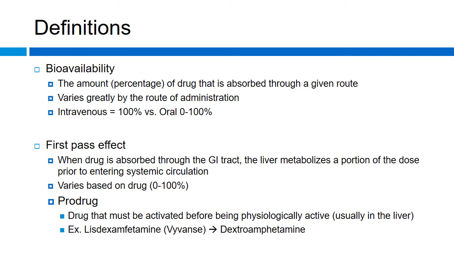Bioavailability is a term we use to describe the amount or percentage of drug that is absorbed through a given route of administration. This can vary pretty greatly based on the drug and also based on the route of administration. If you imagine something like intravenous, where I'm giving a drug straight into a vein, that's 100% bioavailability. All of it's getting into the bloodstream through that syringe, right? Versus oral, which has to go through the GI tract. It may be affected by stomach acids, it could be affected by pH. Lots of different things can factor into it.